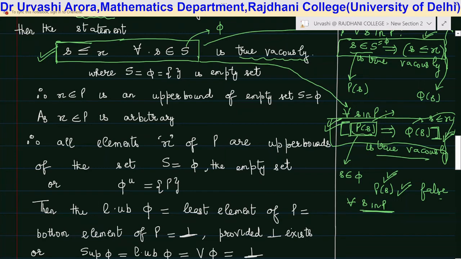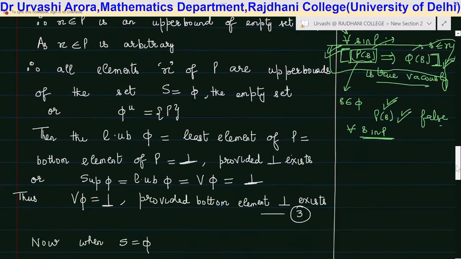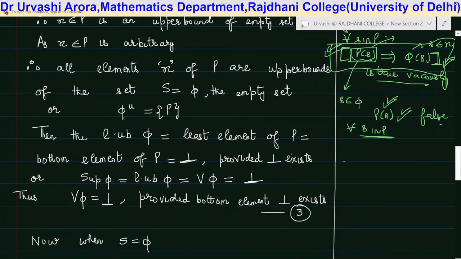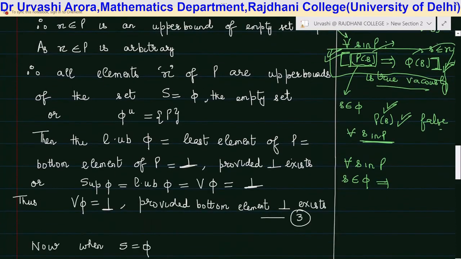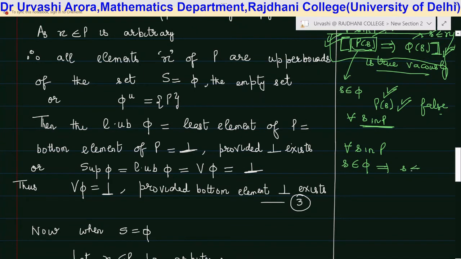So now if you take a look at the statement in our context, let me write it again. The statement in our context is that for all s in P, for all s in the PO set P, s belonging to the empty set phi implies that s is less than or equal to x. This is the implication in our context.